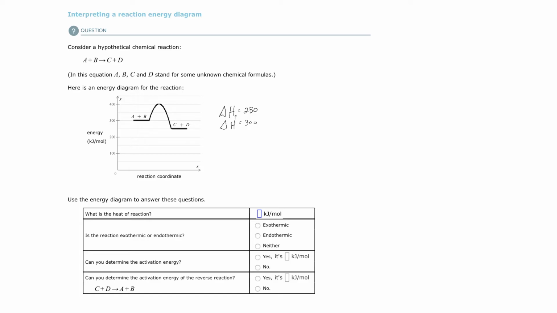So when I take products minus reactants, delta H products minus delta H reactants, I'm going to get negative 50 kilojoules per mole. This negative is going to tell you that it's exothermic. The heat is coming out. You're going to get a negative delta H.